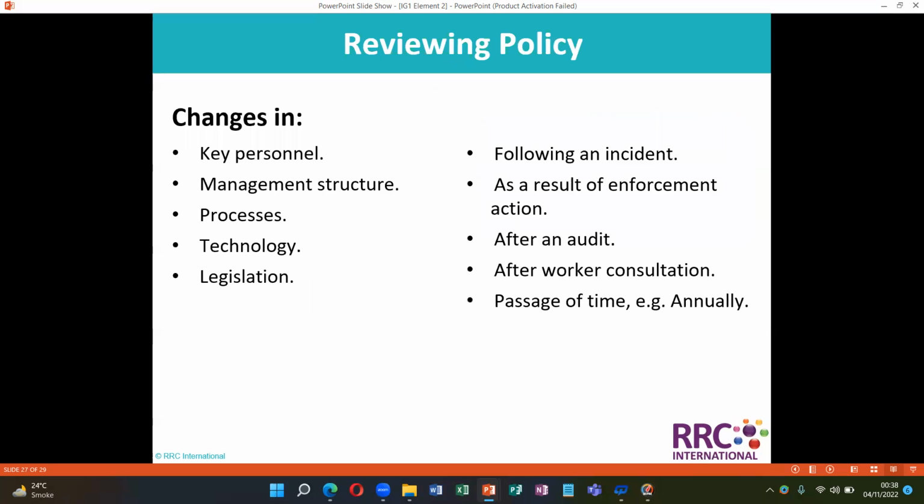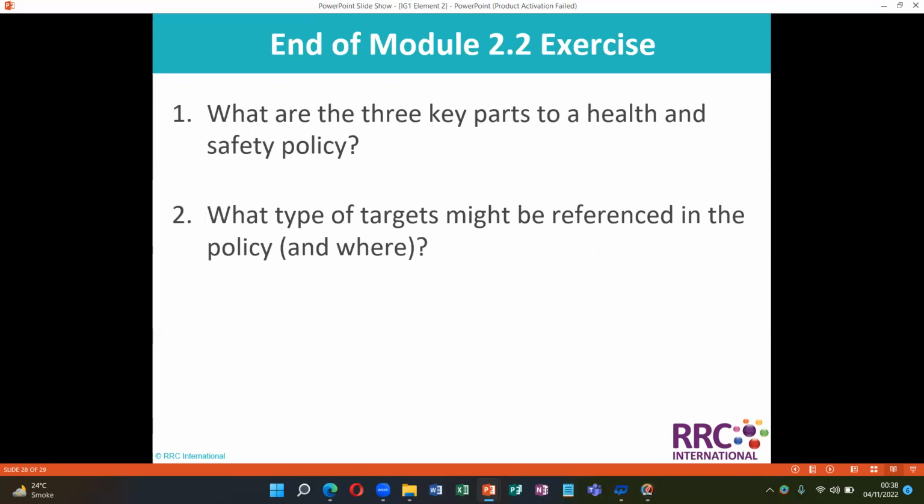Reviewing policy: changes in key personnel, management structure, process, technology, and legislation. Following an incident, as a result of enforcement action, after an audit, after worker consultation, and with the passage of time, annually. End of module 2.2 exercise.